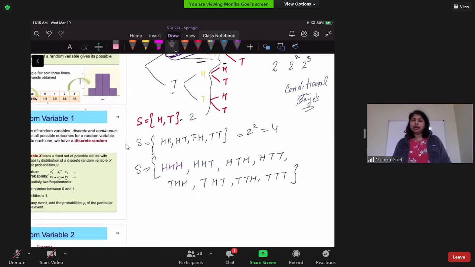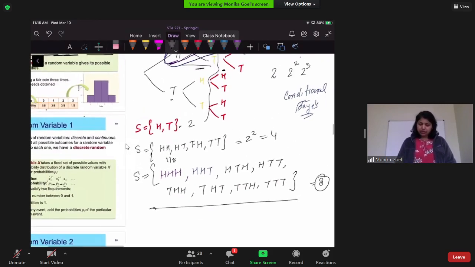So this is the use of tree diagram. With the tree diagram, I can see how many outcomes are there and I can write each outcome clearly. So this is my sample space and I have 8 outcomes. And each outcome has a chance of 1 out of 8 in the sample. And each outcome is independent of the other one.